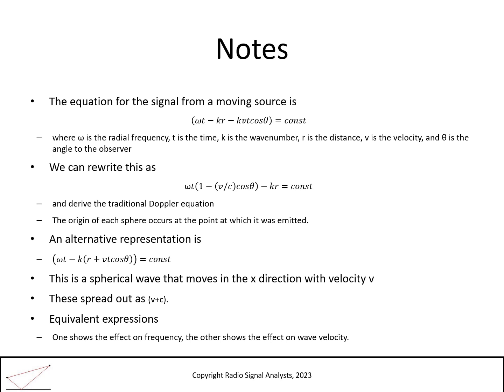An alternative representation is omega t minus k times r plus vt cosine theta, where we regroup the original terms with respect to space instead of time. This equation represents a spherical wave that moves in the x direction. The origin of all spheres moves with velocity v, just like we saw for the graphic without ether. These are equivalent expressions for the signals from a moving source. One shows the effect on frequency, the other shows the effect on wave velocity. They look the same at the location of the observer.